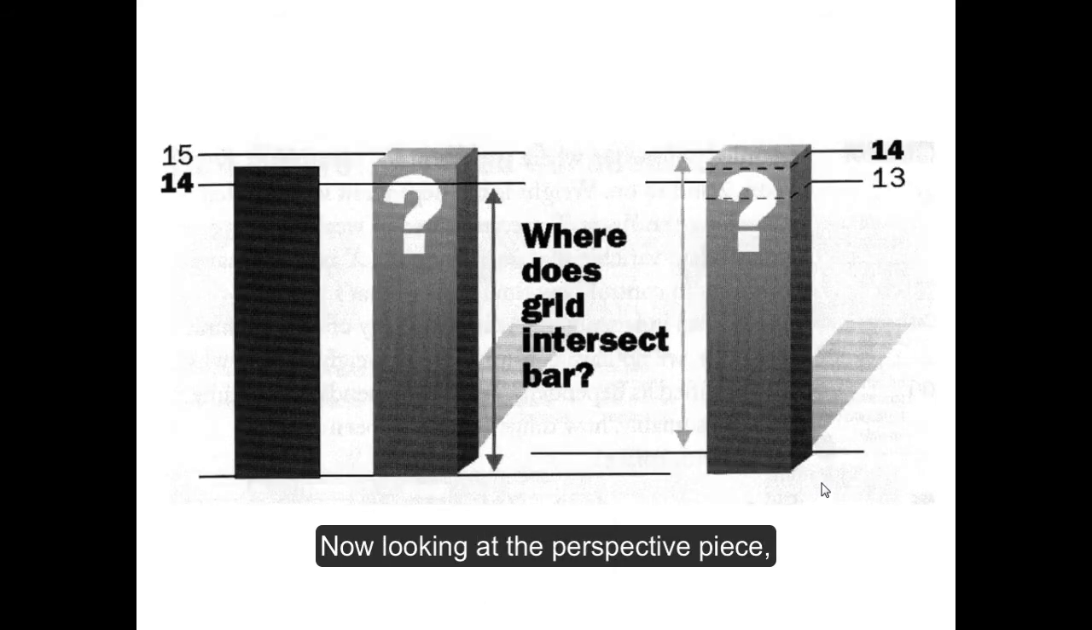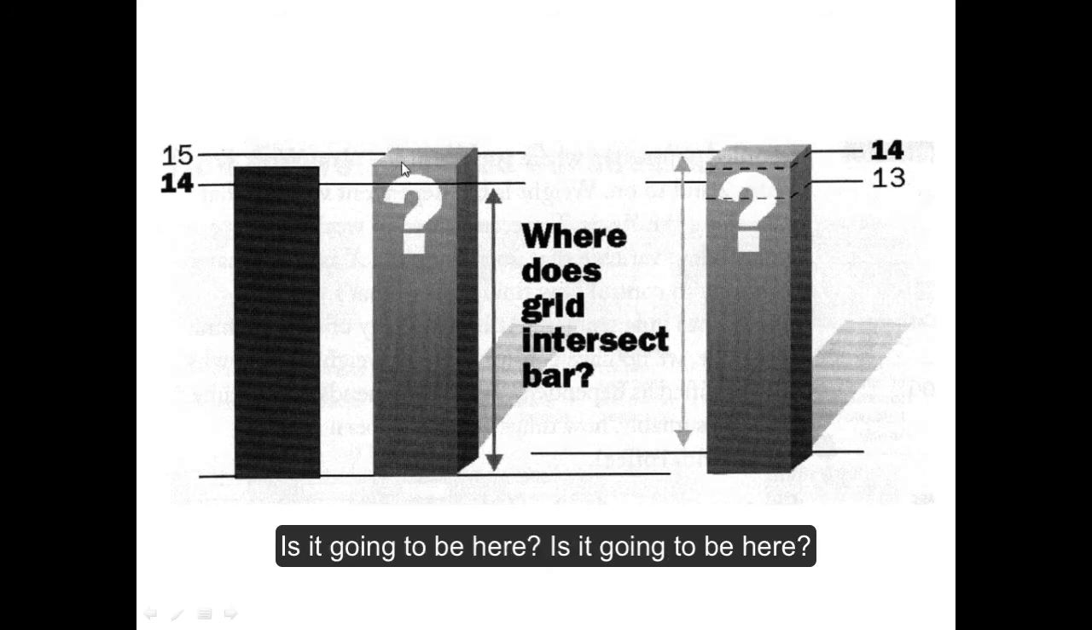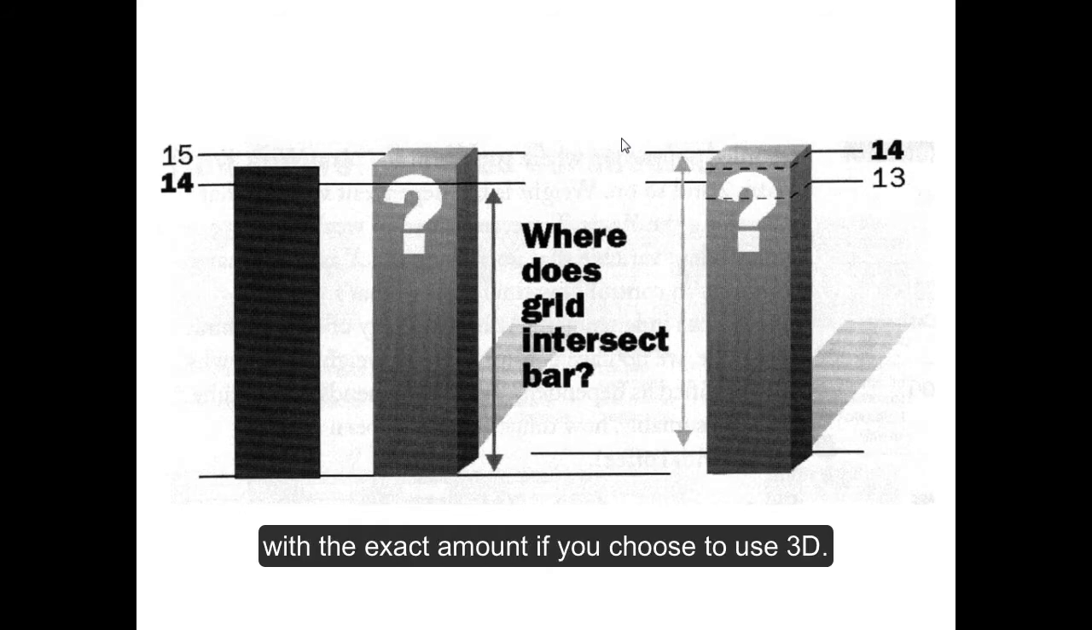Now looking at the perspective piece, you have to be really careful, because if I were to ask, where does this grid intersect the bar? If we're using a plain, flat, 2D bar, you can see that it's right here. This is the top of my amount. But in 3D, we're wondering, where is it? Is it going to be here? Is it going to be here? Is it somewhere in the middle? So you have to be cautious that it's difficult to place these on a grid. You might want to include a label with the exact amount if you choose to use 3D.